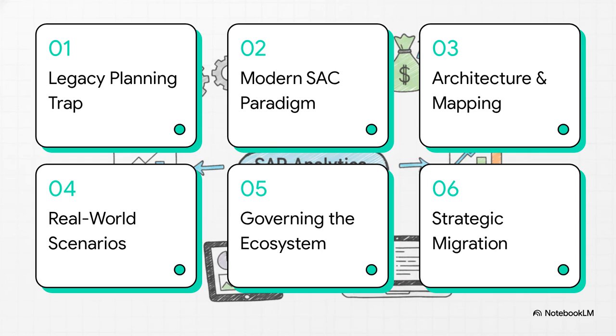So here's our roadmap for the discussion. We're going to cover: 1. The legacy planning trap. 2. The modern SAC paradigm. 3. Architecture and data mapping. 4. Real-world profitability scenarios. 5. Governing the new ecosystem. And finally, 6. Your strategic migration plan.